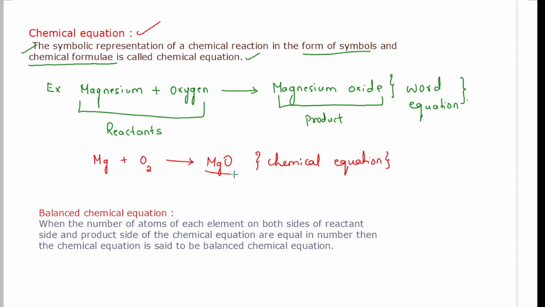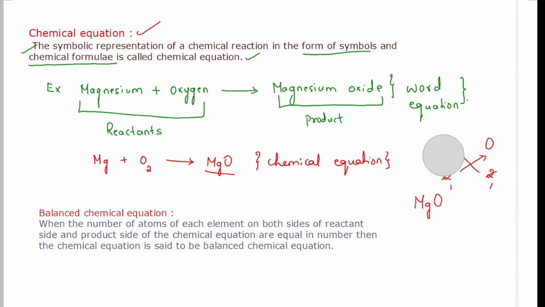Let's take this as example. We have to write the constituent elements of the compound. Then we have to write the valencies of each element. The valency of magnesium is 2, oxygen is also 2. Then we have to crisscross the valencies. Dividing these numbers by the common factor, we will get 1, 1 here. So we can write the chemical formula of magnesium oxide as MgO.